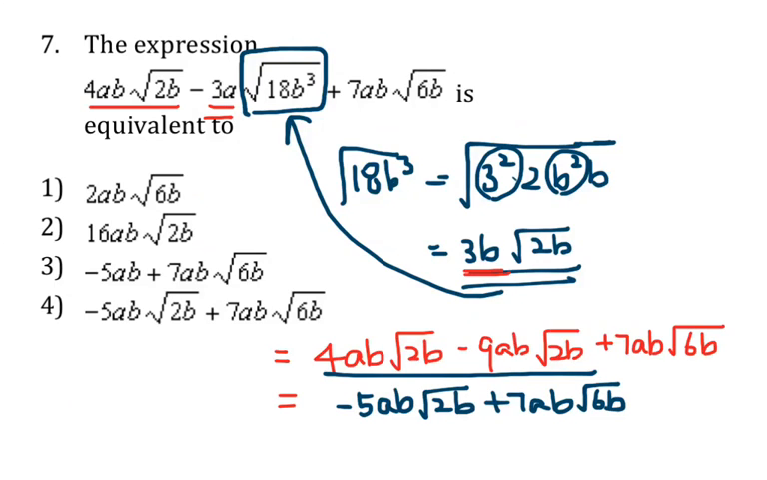Now you can see that they look very similar, but one is 2b, the other one is 6b, so I cannot combine them anymore. And that gets us the answer as choice 4. That becomes our final answer. Alright.